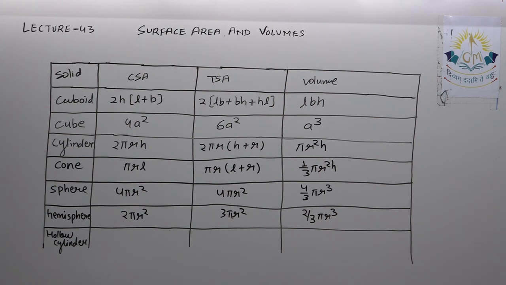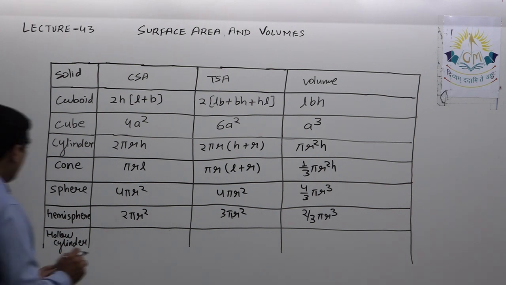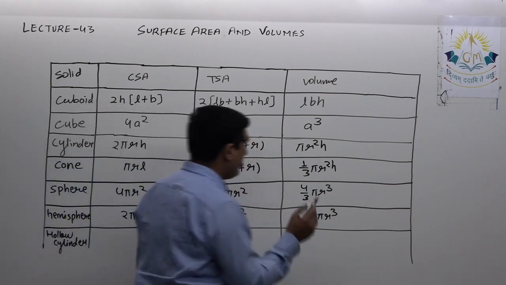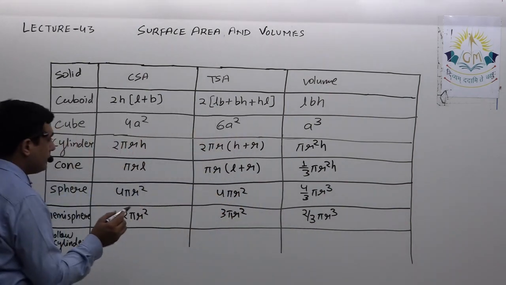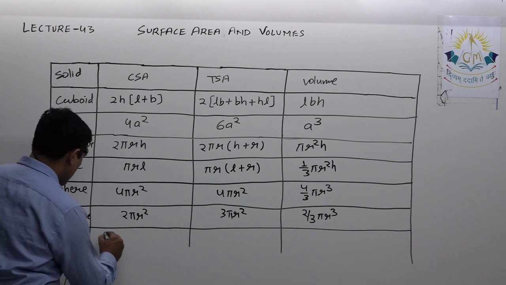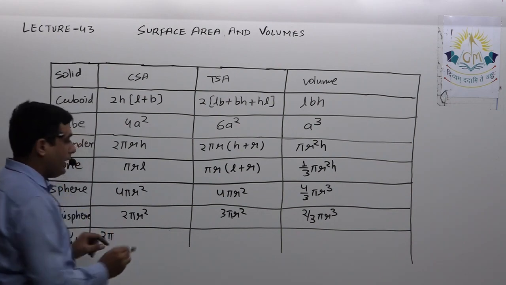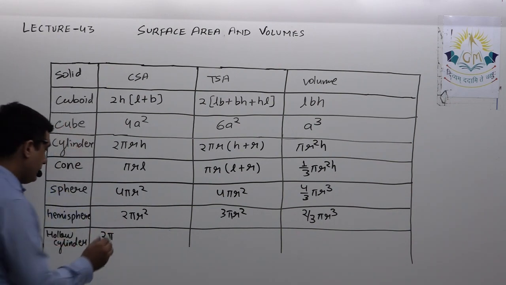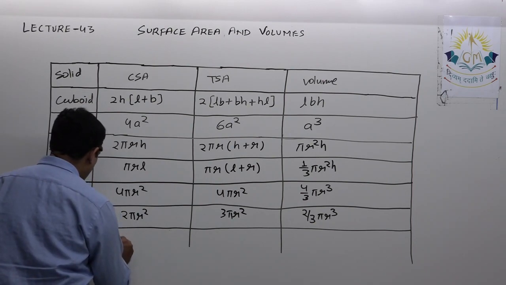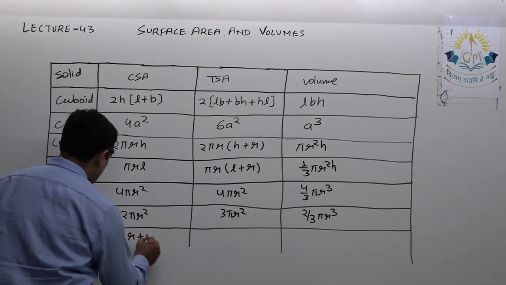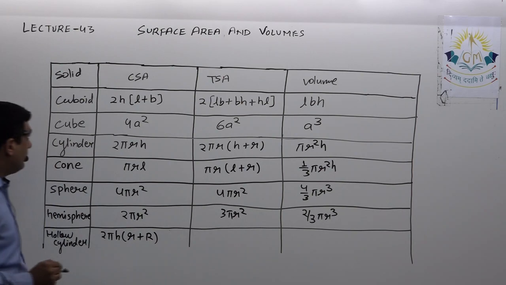Okay, curved surface area of hollow cylinder. When I say curved surface area, that is 2 pi small r h and 2 pi capital R h. So 2 pi h (small r + capital R). That is the curved surface area of hollow cylinder.